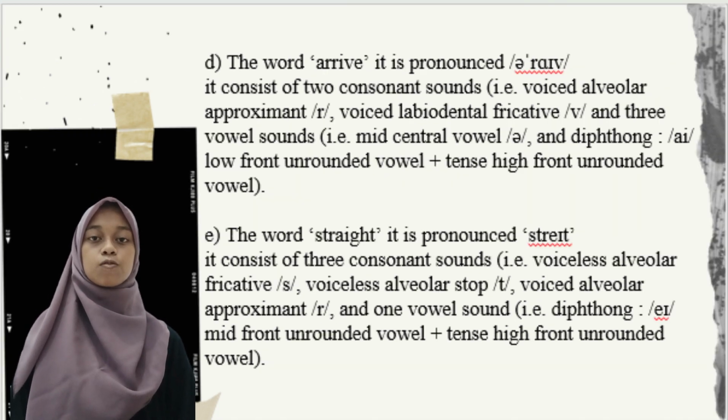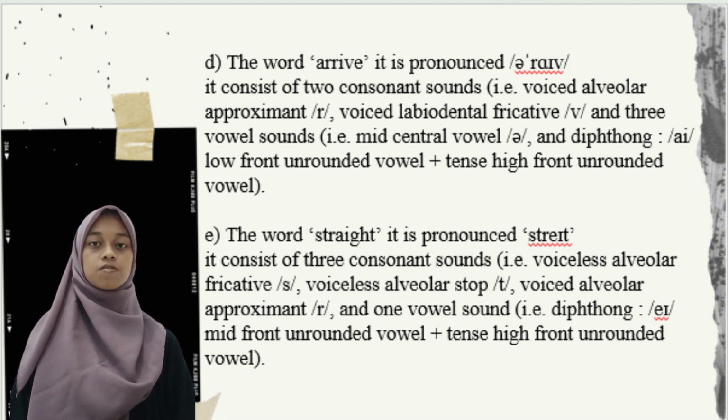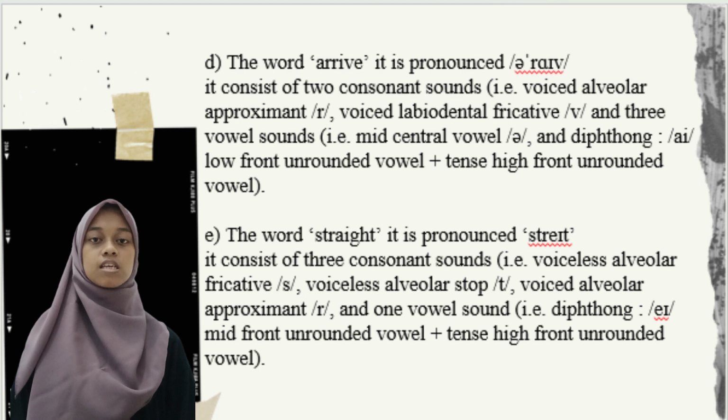C. The word brother. It is pronounced brother. It consists of three consonant sounds, namely voiced bilabial stop, voiced alveolar approximant, voiced dental fricative, and two vowel sounds, namely mid-back unrounded vowel and mid-central vowel.